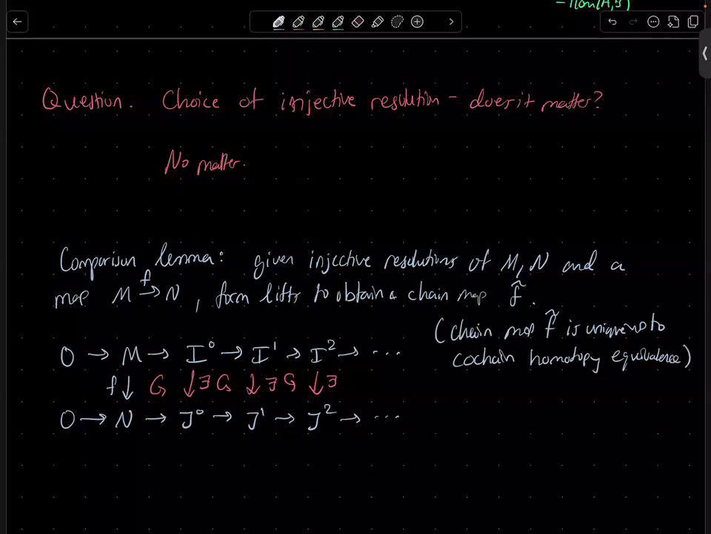So this is the comparison lemma. And so now how would you start with this lemma to try to prove that calculation of x does not depend on the injective resolution? Just take the identity from m to m and take two different injective resolutions and follow your nose. I will leave you to see what happens, but this is where you would start.